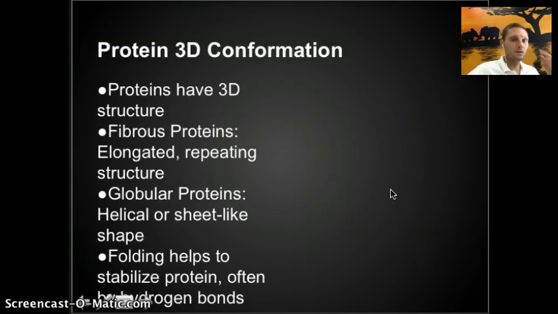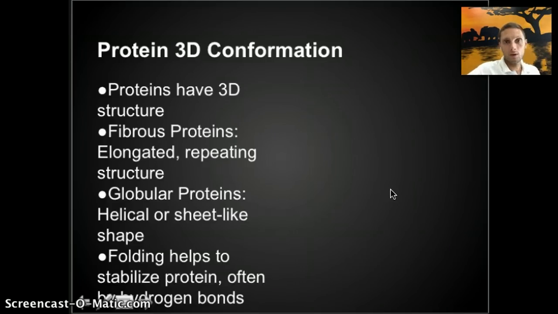The structure of proteins is not a 2D structure, but really a 3D structure. As these individual amino acids start to get put together, they can be folded and combined into different shapes. Two different shapes that we see are a fibrous protein, which has an elongated repeating structure, or a globular protein. And this has a helical or sheet-like shape, and we'll look at these in a second.